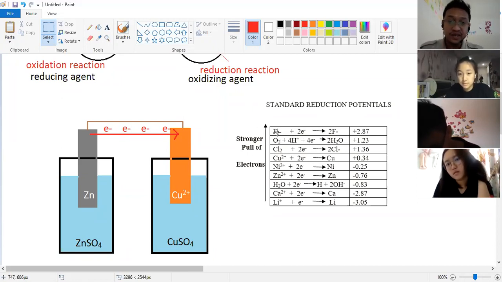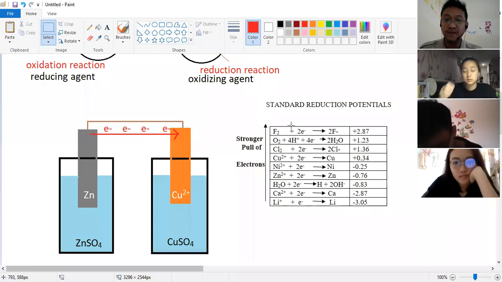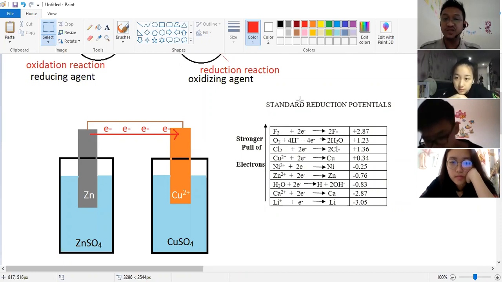Now take a look at this. Which substance has the strongest pull of electron? What substance is this? Do you see it? Fluorine. So fluorine is the one with the strongest pull of electron based on this table only, not as a whole. While which one has the weakest pull of electron? Lithium.